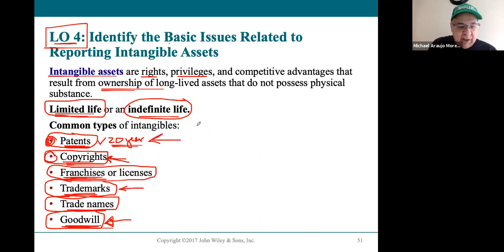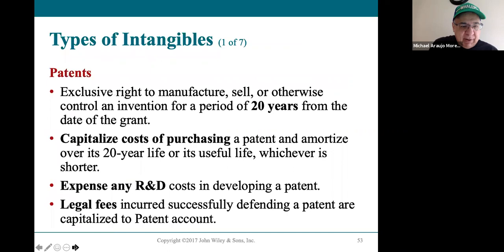Trademarks can have an indefinite life. You can renew trademarks as often as you like. Dunkin' Donuts, McDonald's, they all renew their trademarks. Okay, as long as that business is there, you can continually renew all of that. So that's the deal with that. Your book has some things here about it.